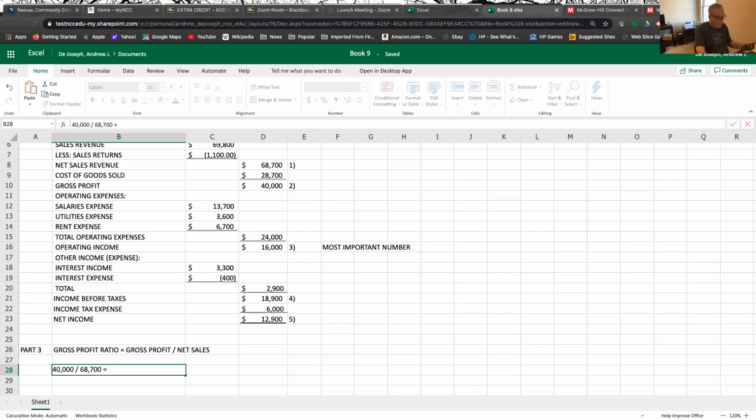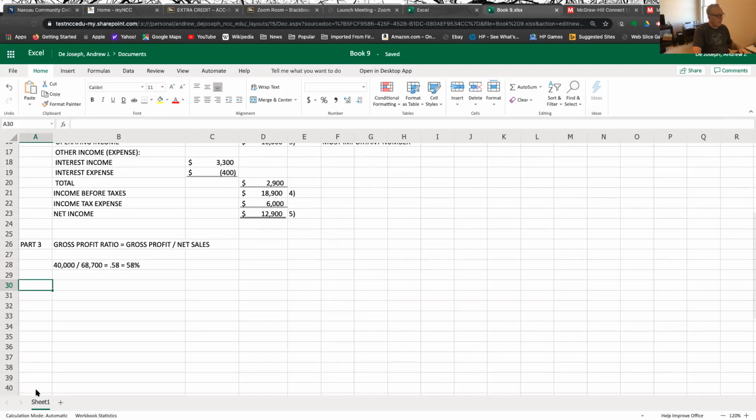Comes out to 58%. It actually comes out to 0.58, which is 58%. And I'm rounding it because it was actually 0.58224163. Right? So you have to see what they tell you to do with rounding when you do the problem. They might say just round it to like this, or they may say round it to 2 decimal places or 4 decimal places. You just need to pay attention to what they want you to do. So that's the gross profit ratio.